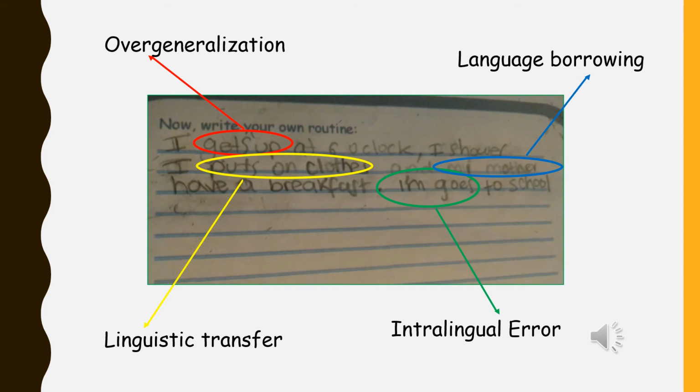And finally, we can find the interlingual error. This is the combination of overgeneralization and simplification. It has nothing to do with linguistic interference, but with a psycholinguistic process. In this case, the example is the use of the verb to be and the conjugation of the verb go in the third person.